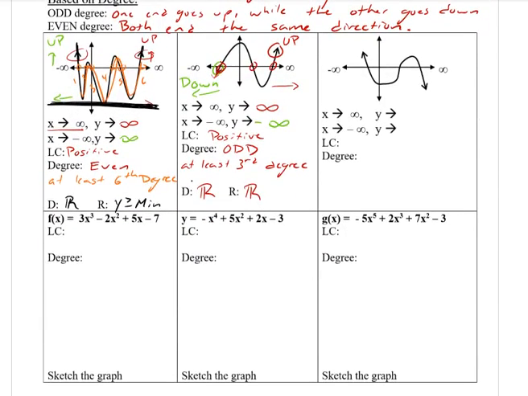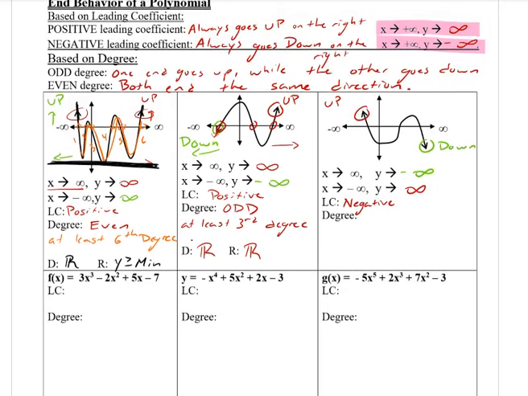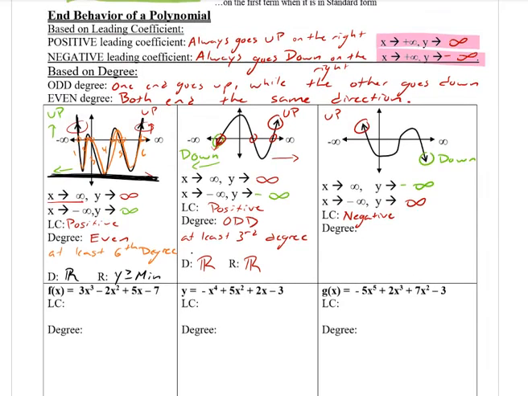Next example. So, up on the left, down on the right, that's going to make it negative infinity as it's going to the right, positive infinity as it's going to the left. Leading coefficient, because it is going down on the right side, it is going to be a negative leading coefficient. So again, all of these negative, positive, odd, even things are coming from this information right up here.